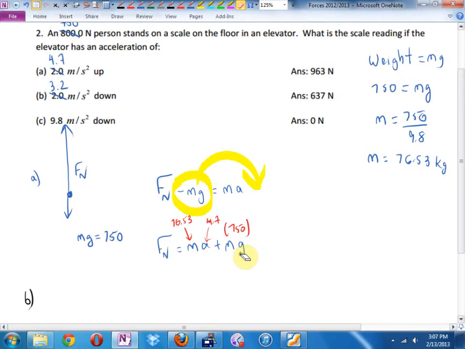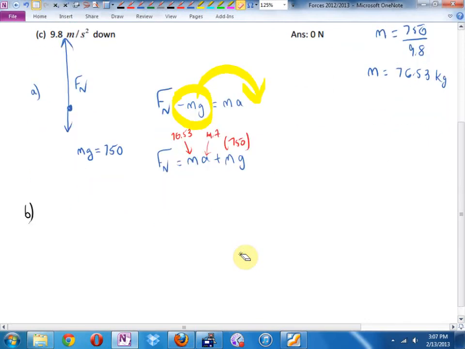Let's go down, shall we, Zach? I'll pick on you since I've humiliated Kelly enough. Zach, going down, what are the forces acting? Get the obvious one. Is this person in free fall?